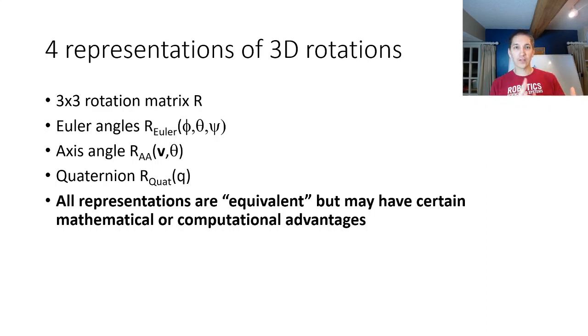Because SO3 is not homeomorphic to a Cartesian space of any dimension, we can't just treat these as numbers in a Cartesian space and blend between them in a naive way, for example. Also, when we're looking at machine learning, most machine learning algorithms deal with operations in Cartesian space, so if we're trying to learn things about 3D rotations, we have to deal with these in a custom way.